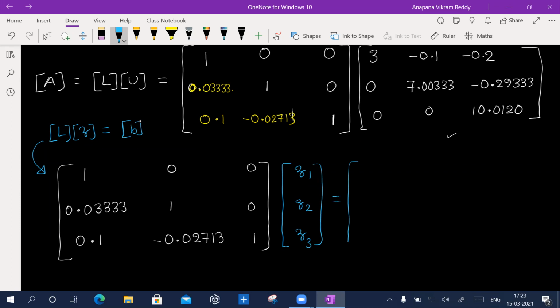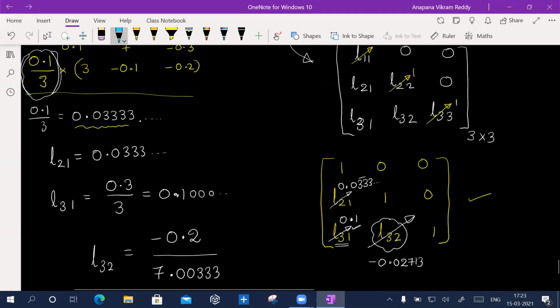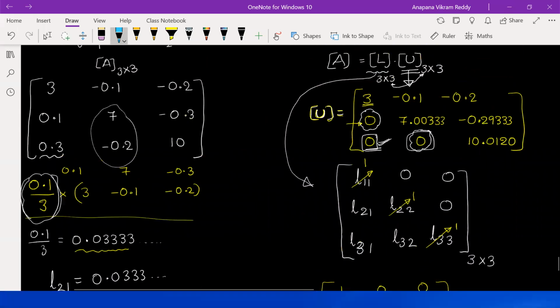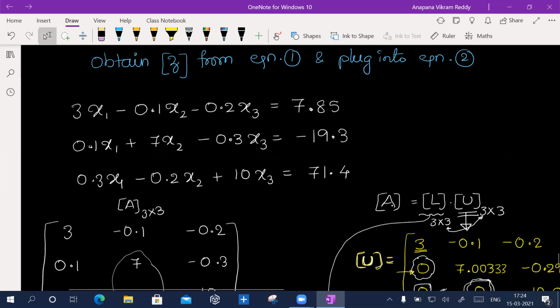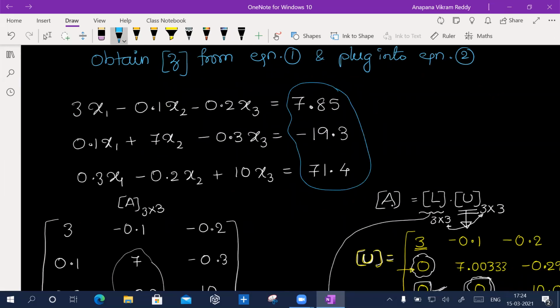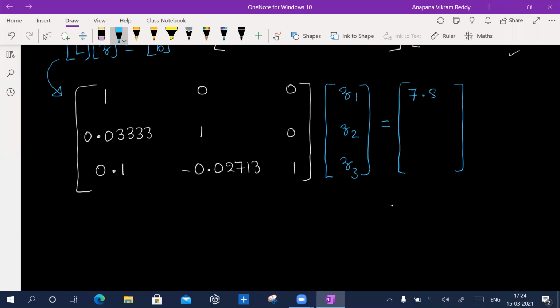Now, what is your B? Your B is your system constants, the right hand side column vector you have for the system. So this is my B: 7.85, minus 19.3, 71.4. Thank you. So I have this. Now, you know, when you have a lower triangular matrix, what do you do to find these unknowns? You have to make use of forward substitution, okay?